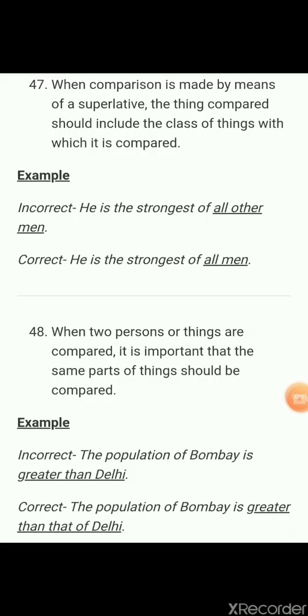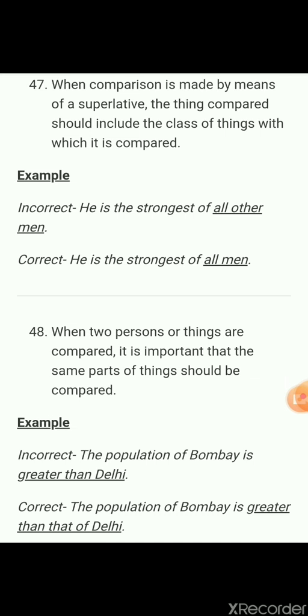Rule number 47 here. When comparison is made by means of a superlative, the thing compared should include the class of things with which it is compared. When we are using superlative, then we need to add that class where we were supposed to exclude that class when doing comparison with comparative degree. But when we are doing it with superlative, then we need to add the class of things with which it is compared.